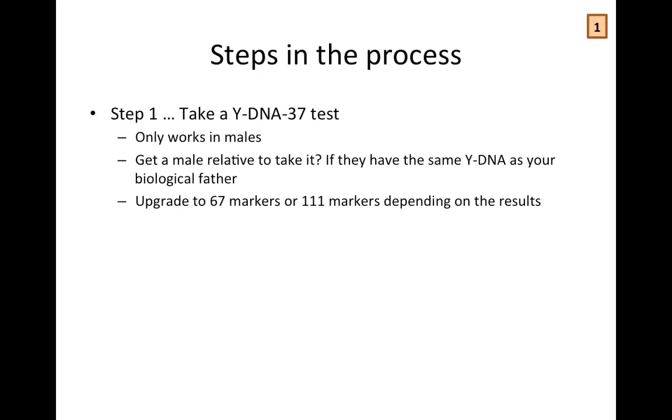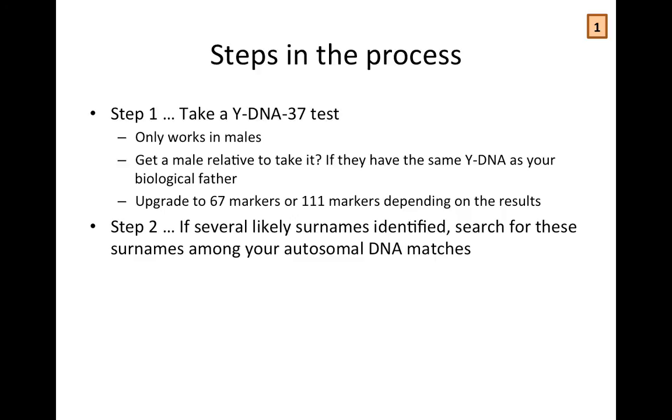Identifying and tracing your birth father takes the same type of process, but we're going to throw the Y-DNA into the mix as well, and the first step is to take a Y-DNA 37 test. And like I said, this only works in males because only males have the Y chromosome. You either do it yourself if you're a male, or if you have a biologically related brother whom you know has the same father as yourself, then you get them to take the test. And if necessary, you could upgrade from 37 markers to 67 markers, and even up to 111 markers, depending on the results. So we'll look at that now in a second.